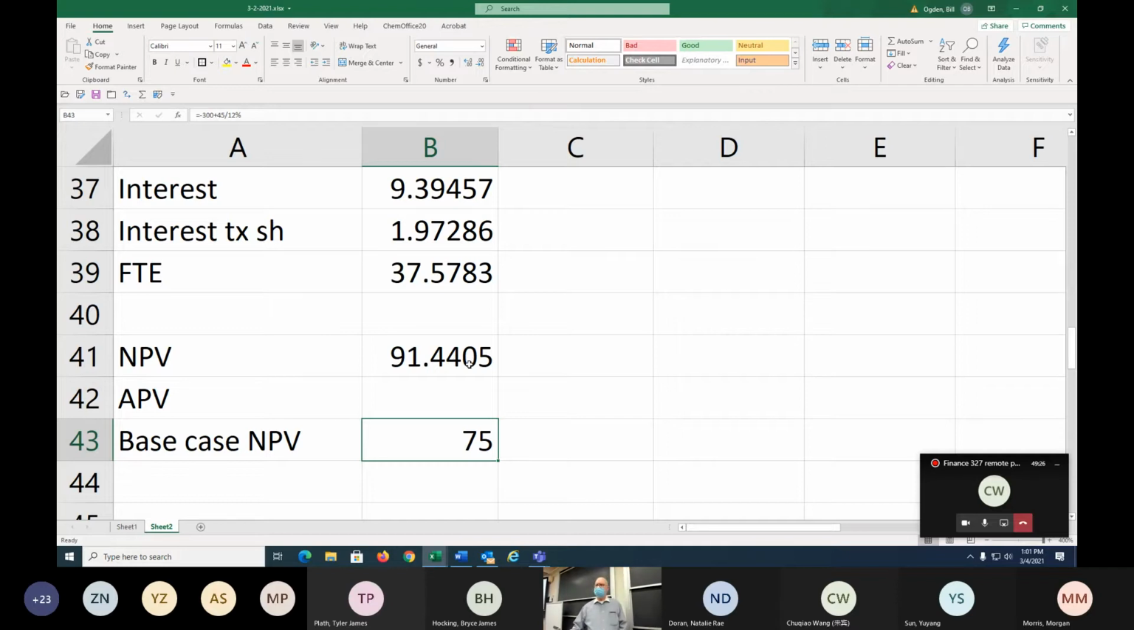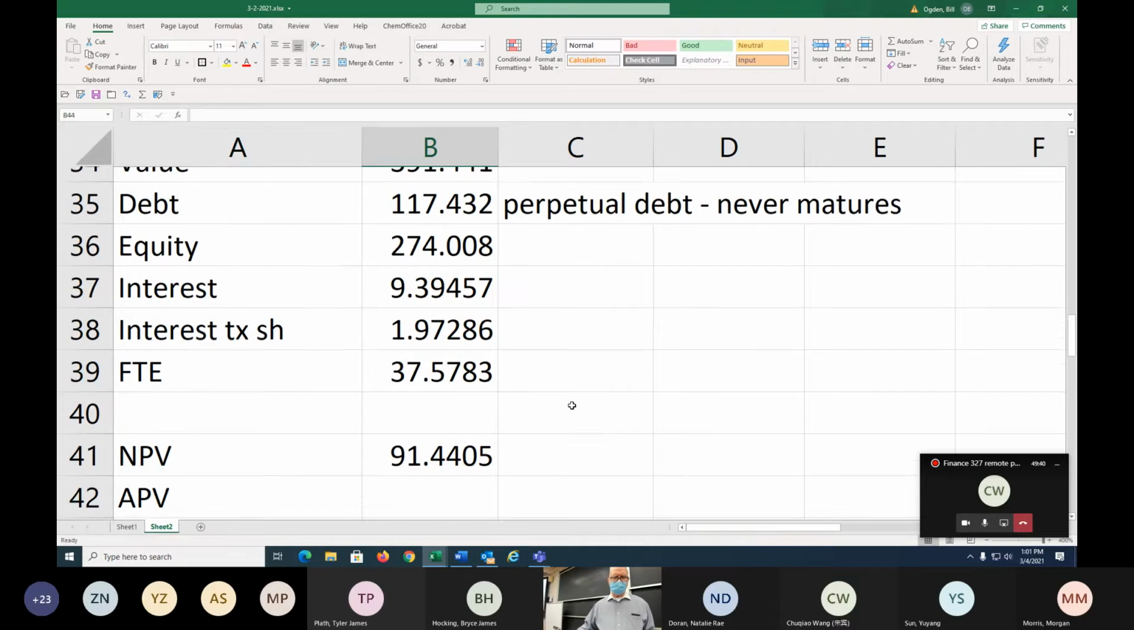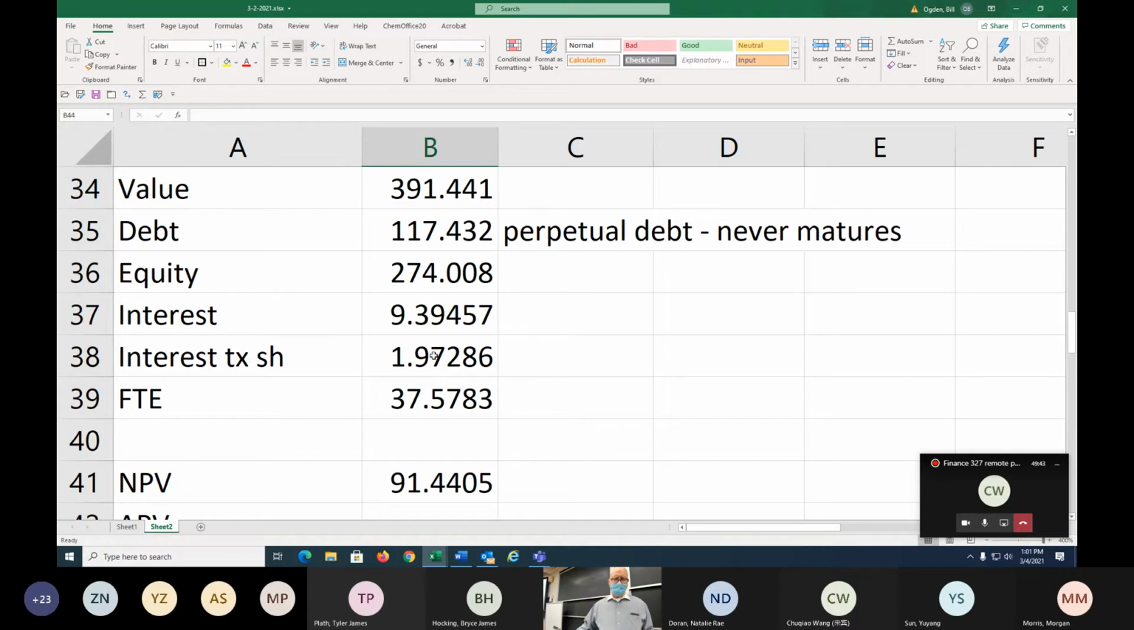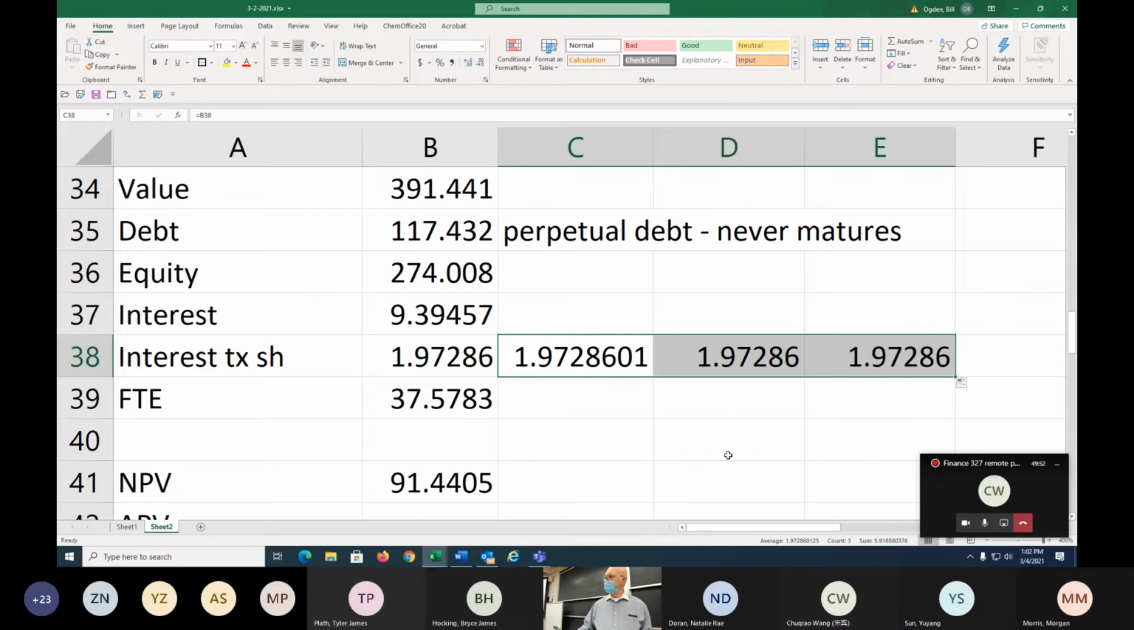But there is some added value because of the tax shields. So let's value the tax shields. Let's do the present value of the interest tax shields. And the interest tax shields are what? 197, 197, 197, on to infinity, aren't they? Perpetual tax shields. Everything in here is perpetual, right?